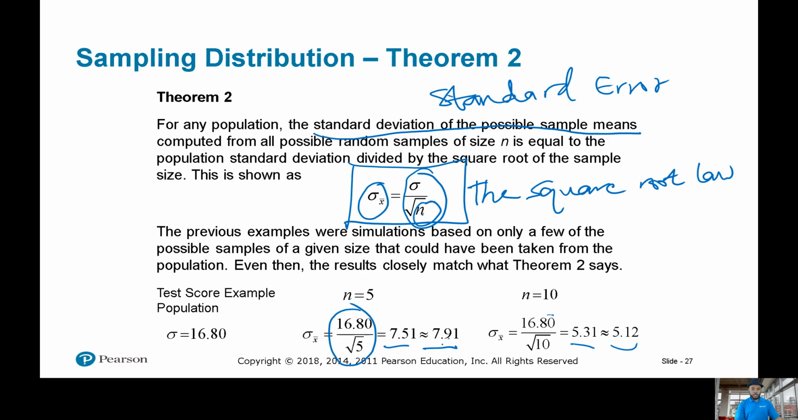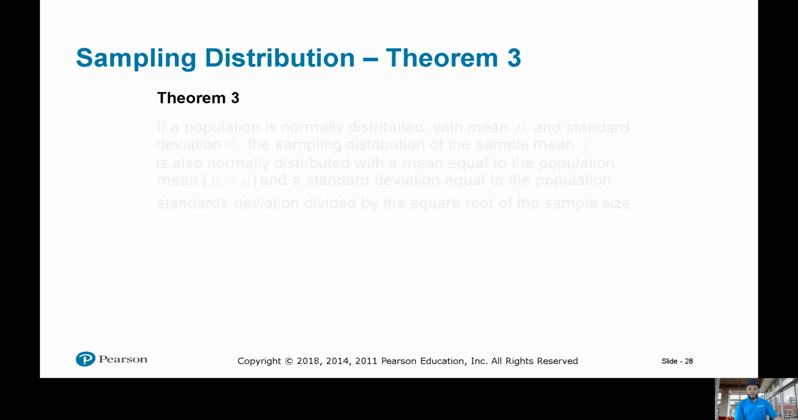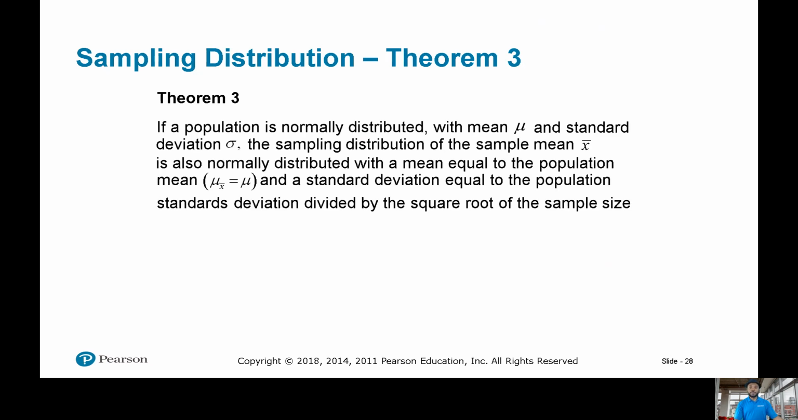All right, cool. So next, Theorem 3. If a population is normally distributed with mean mu and standard deviation sigma, the sampling distribution of the sample mean x bar is also normally distributed with a mean equal to the population mean, which is what we got from Theorem 1, and a standard deviation, which I always like to call the standard error, equal to the population standard deviation divided by the square root of the sample size. So this is the standard error.